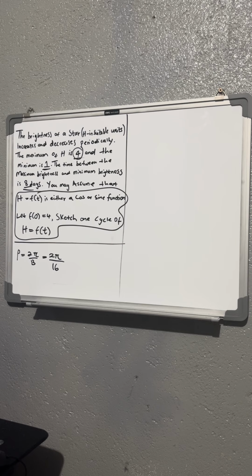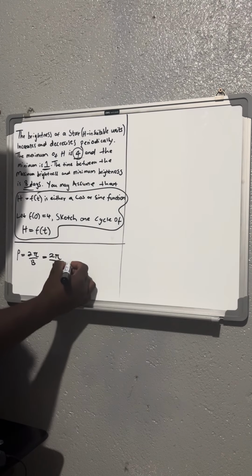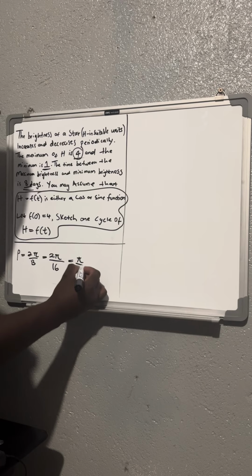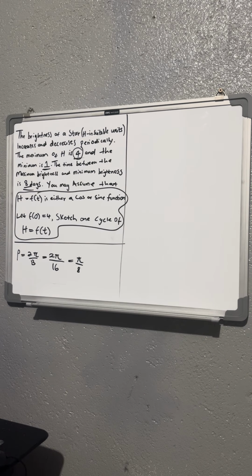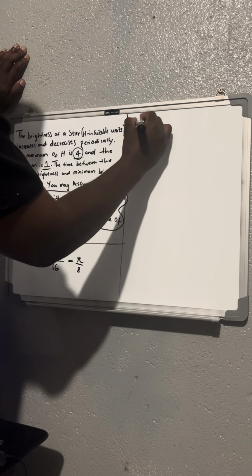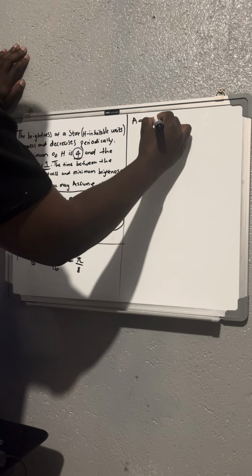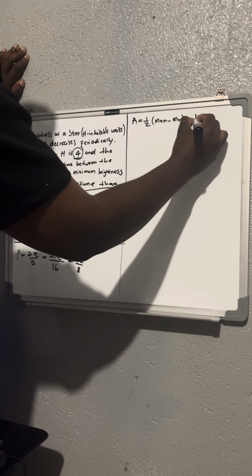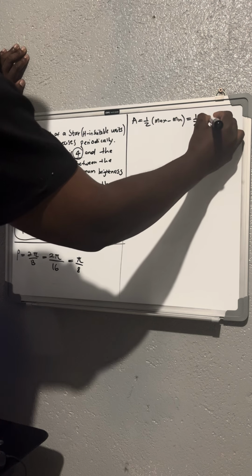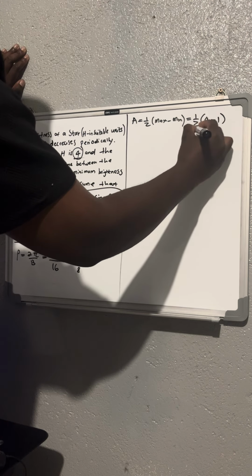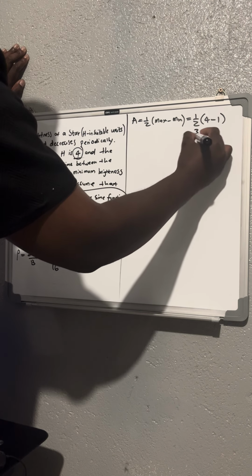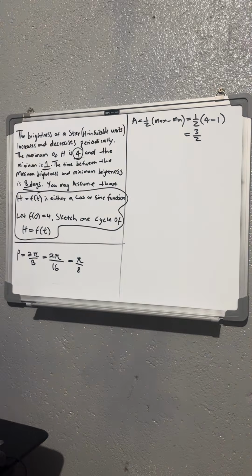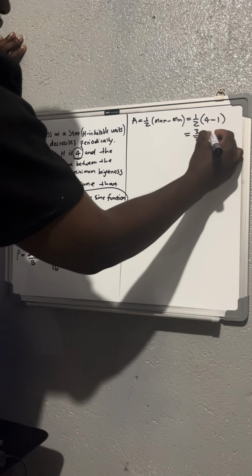That would be the same as having your pi over 8. Then another one that we have to determine, what is it? It's our amplitude. We said we have half into maximum minus minimum. We will have half into 4 minus 1. This is the same as having 3 over 2. You see?